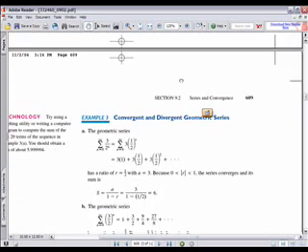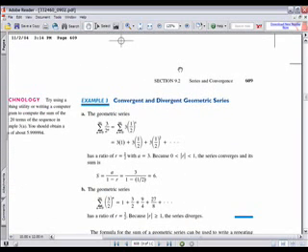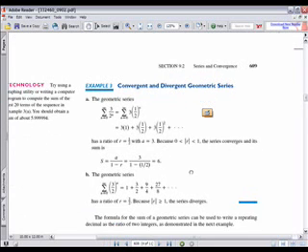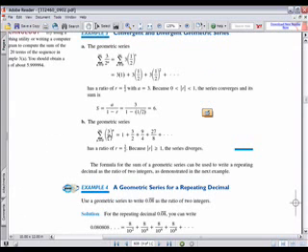And here's an example of a geometric series 3 over 2 to the n. So we can rewrite this as 3 times half to the n. Your first term is 3 because that's 3 times half to the 0. Your common ratio is a half, so you plug it in your formula and it converges to 6. This geometric series 3 halves to the n. 3 halves is bigger than 1, therefore it diverges.